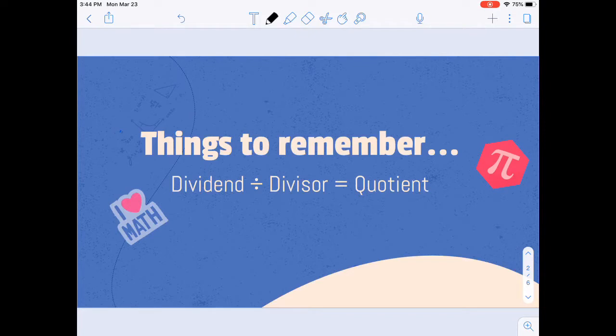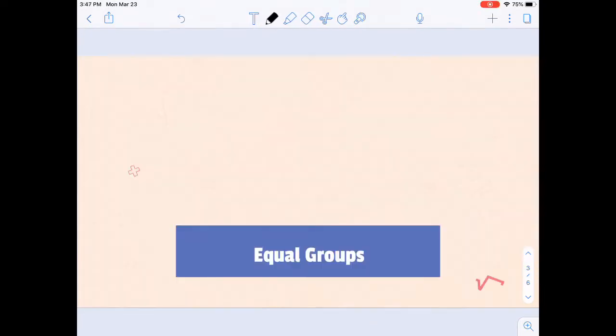Over here on this side you have your dividend. Remember, your dividend is always going to be your biggest number. It's the total amount of things that you have. Your divisor is what you're dividing the dividend by, so how many equal groups there are going to be, for example, which we'll get into in just a minute. And then lastly, you have your quotient, which is the answer to your division problem.